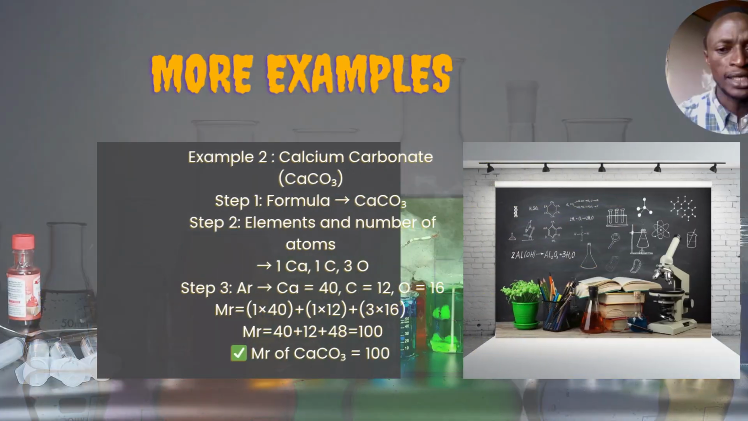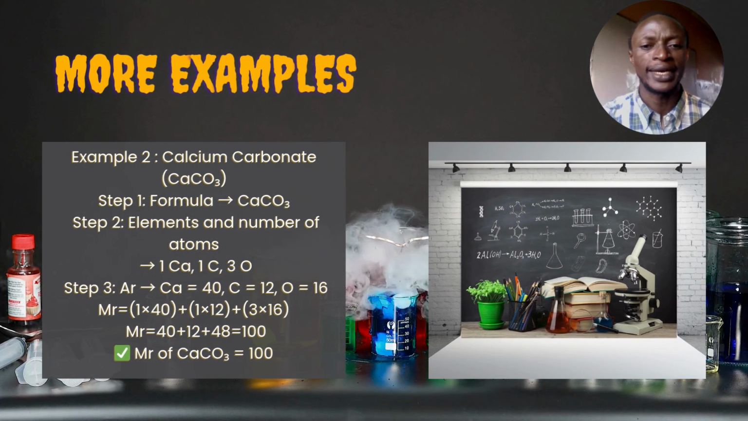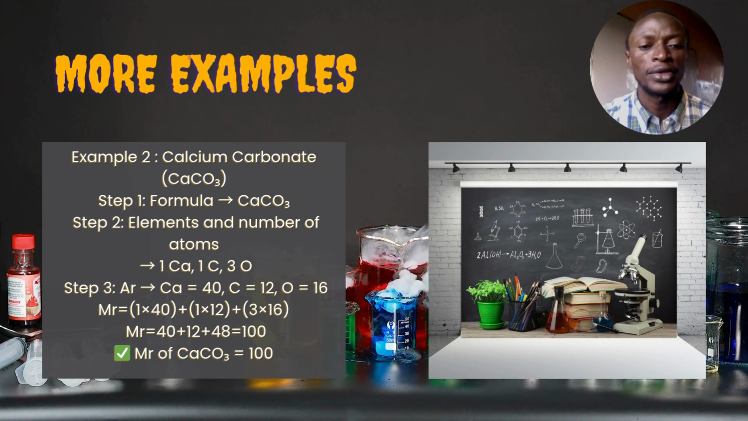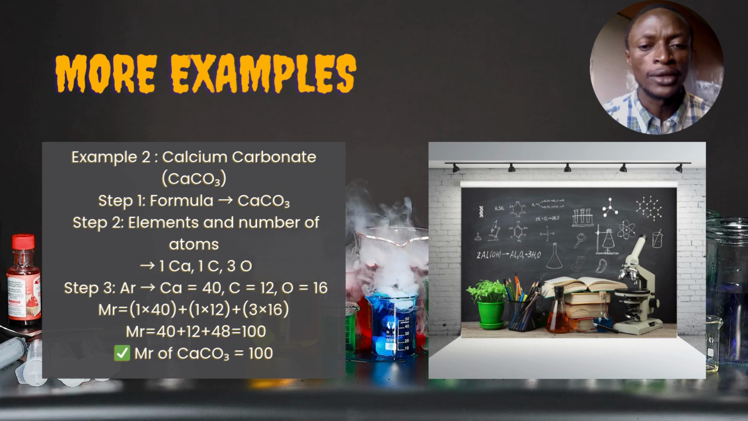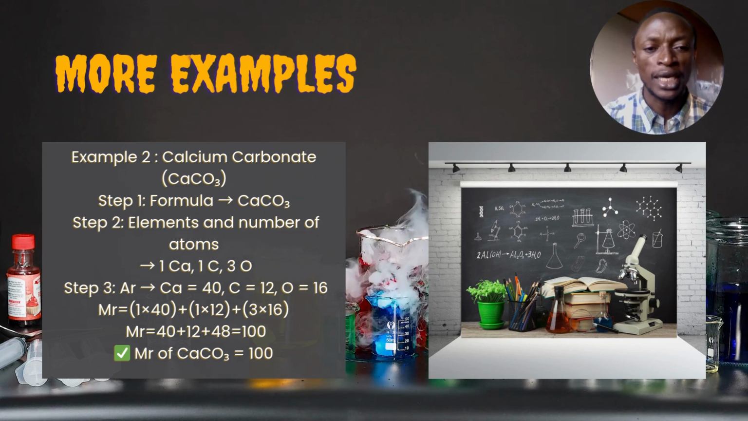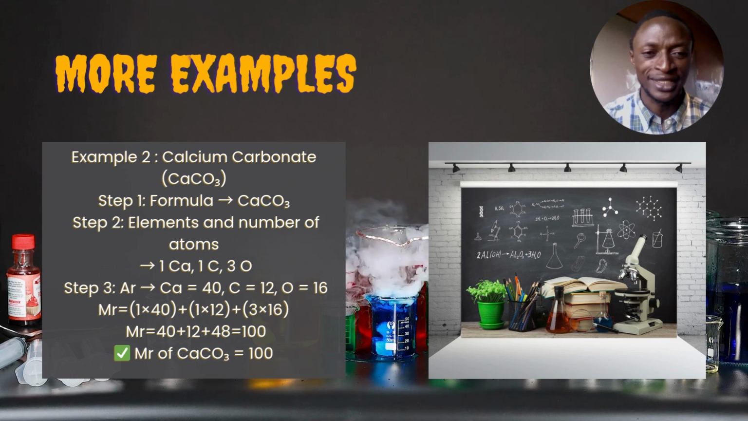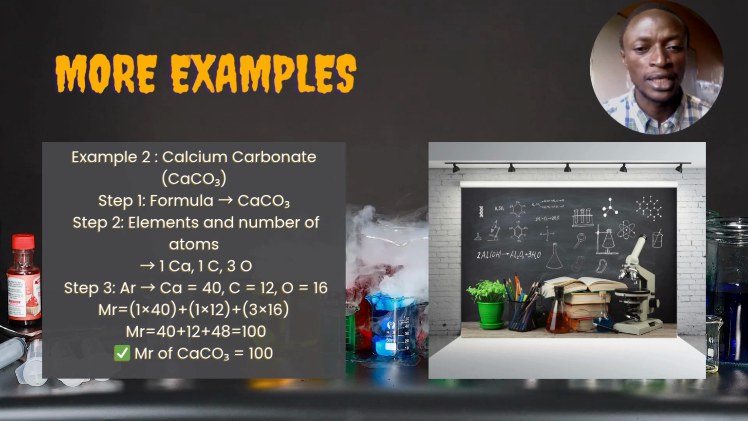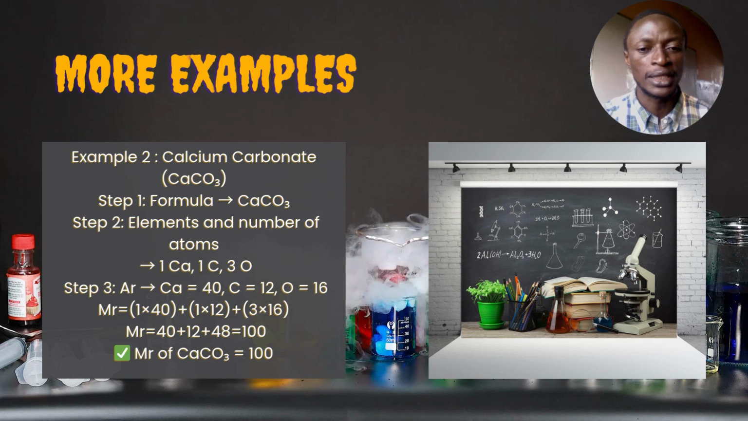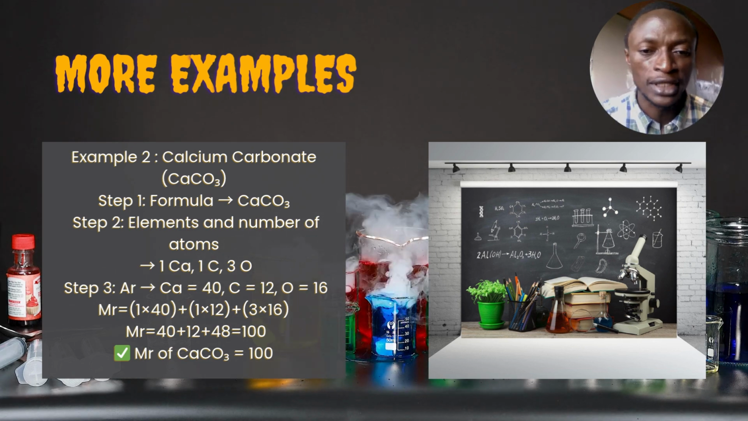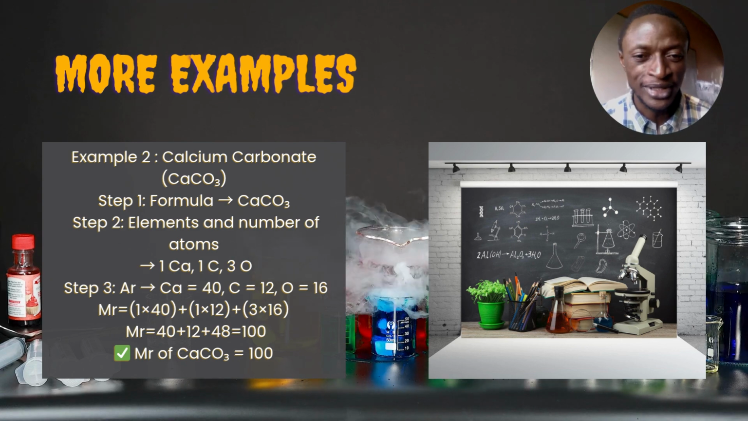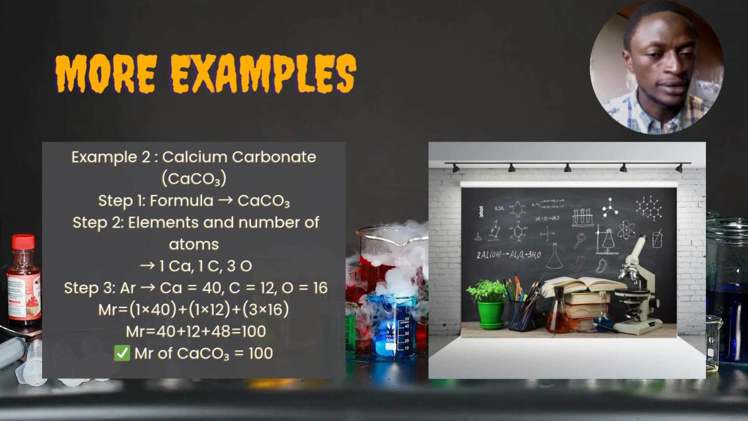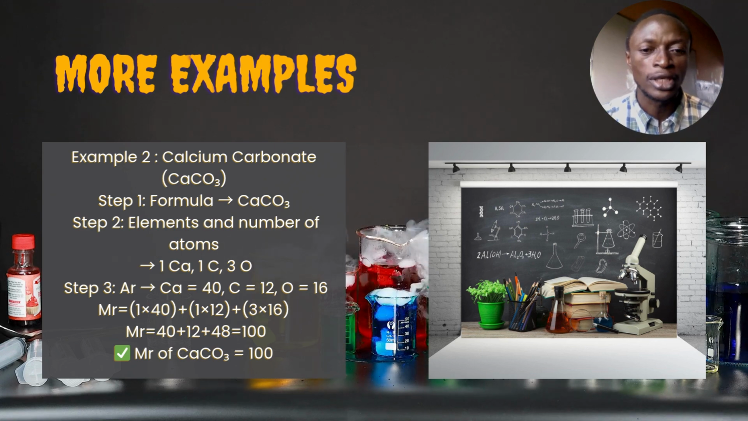Okay, let's look at example 2 now. If we are asked to calculate the relative molecular mass of calcium carbonate, then we can follow our previous steps too. For example, calcium carbonate has the formula CaCO3, right? I believe you still remember this. Now, from this CaCO3, how many elements do you think we have in this formula? Yes, okay, 3, we have 3 elements, and they are what? Okay, calcium, carbon, and oxygen.